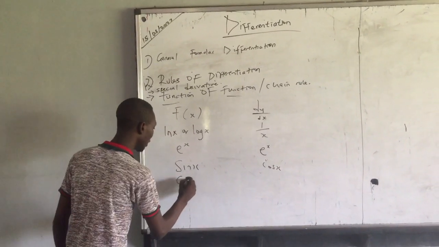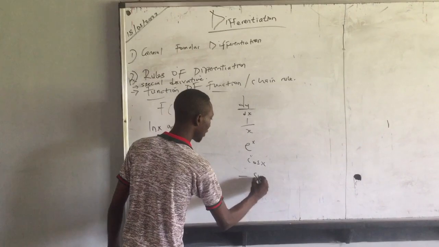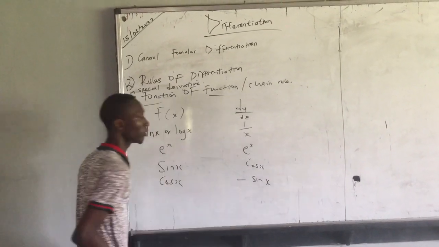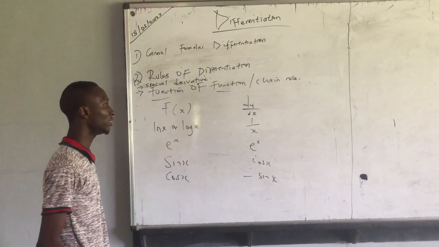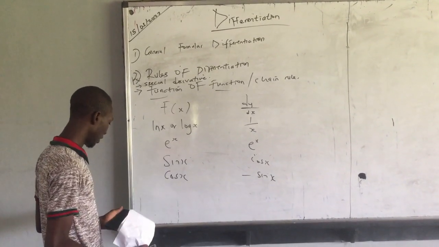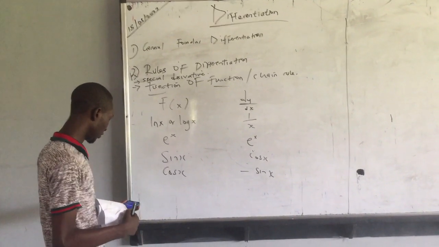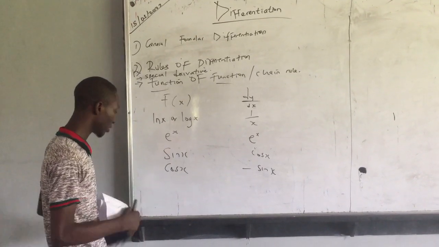If you differentiate cos x, it will become what? Negative sin x. So please take note of this. If you differentiate cos x, it will become negative sin x.